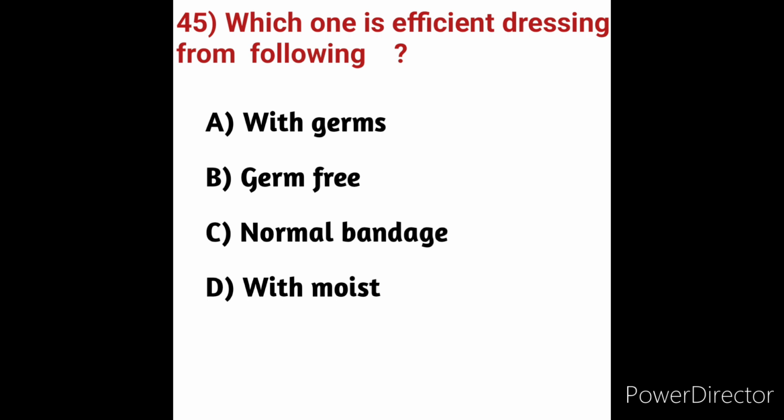A dressing is a protective covering applied to a wound to control bleeding, prevent infection, absorb discharges, reduce pain and avoid any further complication. So an efficient dressing should be sterile or germ free. Dressings come in a range of sizes, so wound dressings are available in all sizes. So the efficient dressing from the following is germ free, a sterile dressing. So option B is the correct answer here.